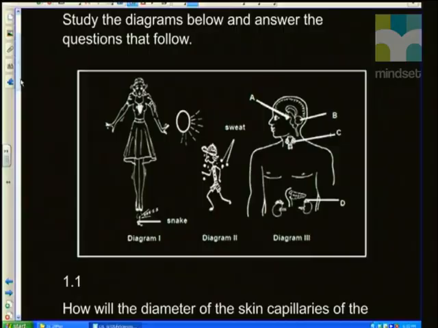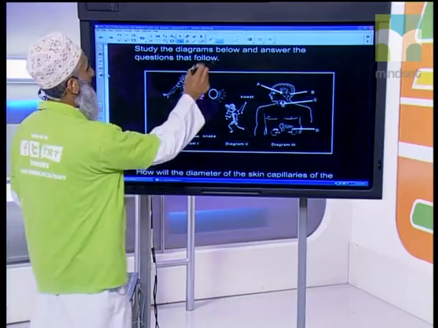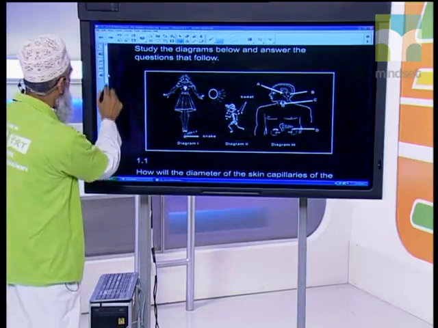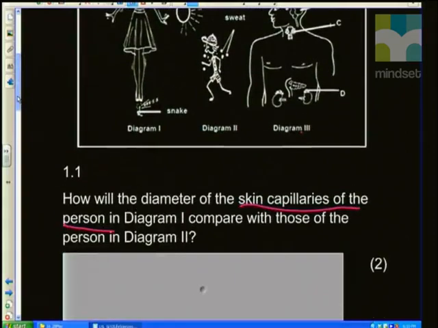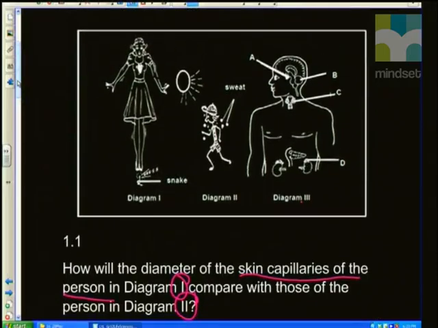The first question says, and guys, you've got to be on your toes now, just like this lady on the toes on top there. Study the diagrams below and answer the questions that follow. They give you a diagram here. There's a snake there, and this lady is screaming for help. And this one here, diagram 2, he's just running. And this is diagram 3, just giving you the normal body. They want to know how will the diameter of the skin capillaries of the person in diagram 1 compare with those of diagram 2.